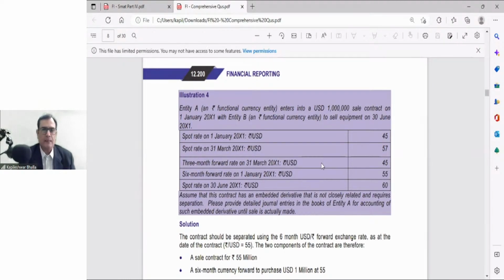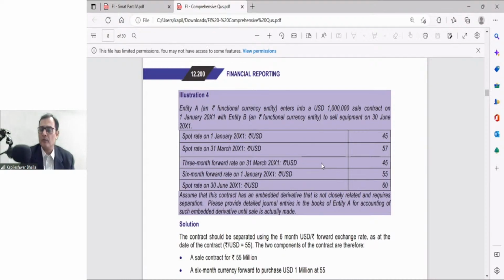Now, this is going to be slightly technical, so I may not be getting enough time to elaborate it completely, but don't get worried. The basic structure will become clear. It says entity A has rupee as a functional currency. It enters into a USD sale contract to the extent of $10 lakh. The company has entered into a contract on 1st January X1 with entity B, which also has Indian rupee as functional currency, to sell an equipment. So company A entered into a contract to sell an equipment at $10 lakh.